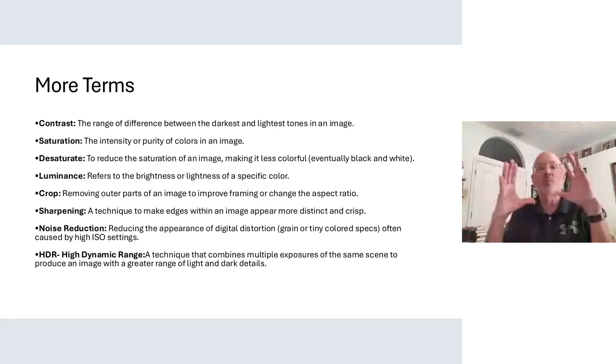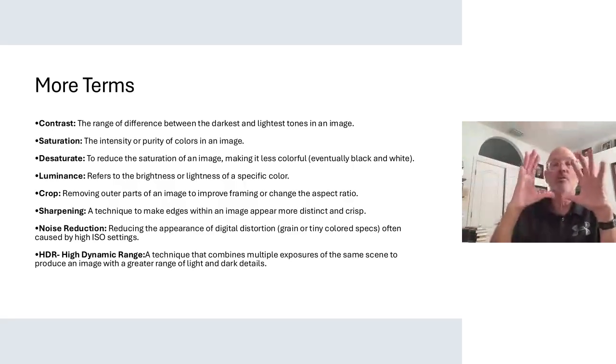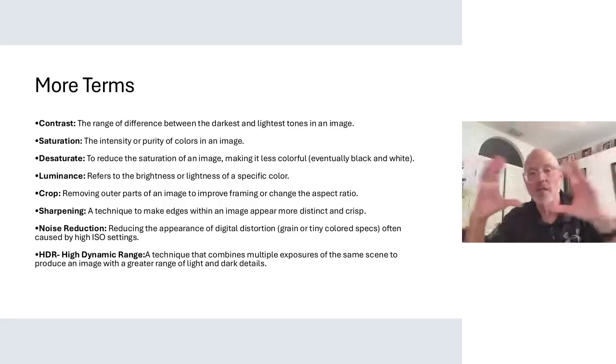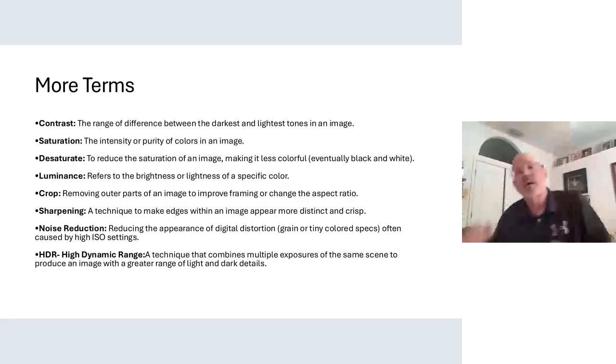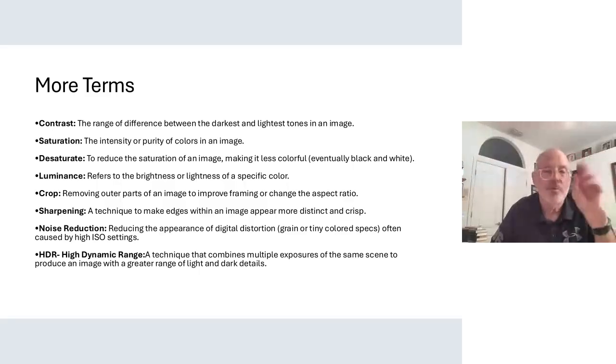Crop is making the picture smaller. Remove outer parts of the image. It doesn't have to be proportionate. You can remove the right side, the left side, the top, the bottom. You can do whatever you want to do. But that changes the picture and the focal point, the focus point, if you will, of a picture.